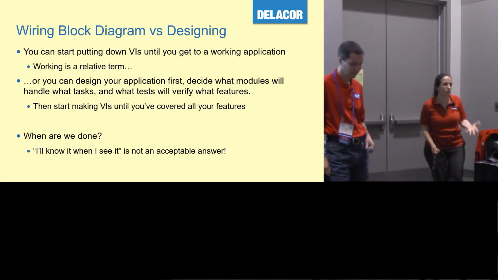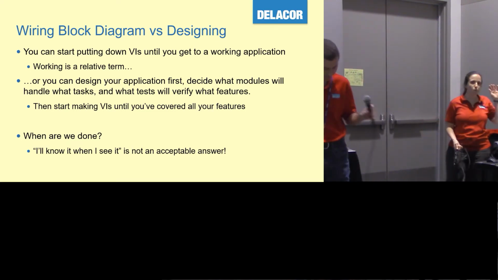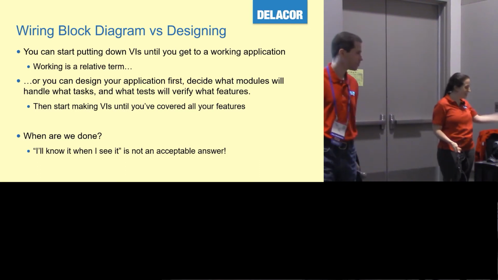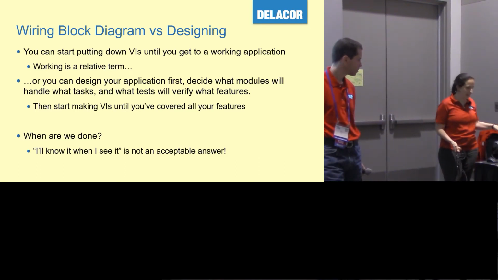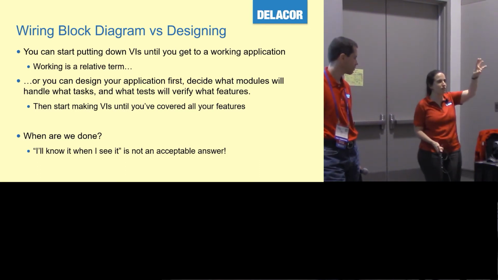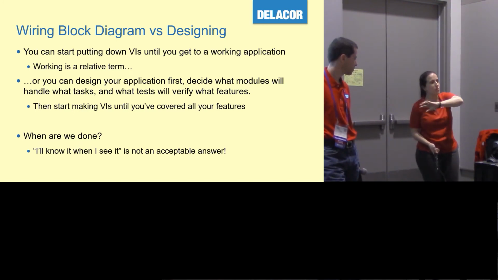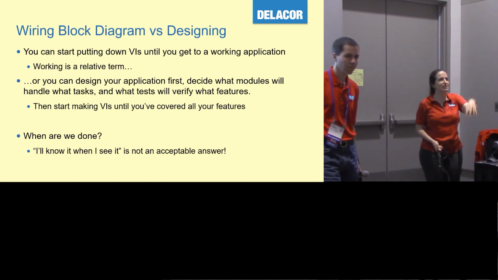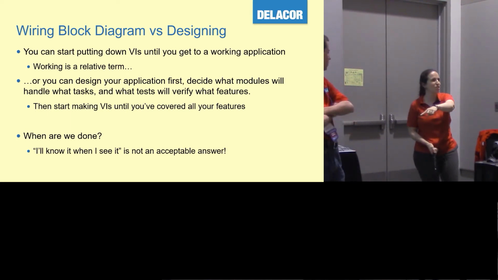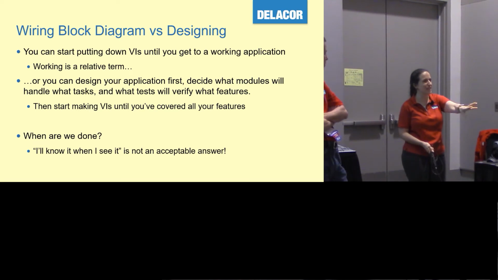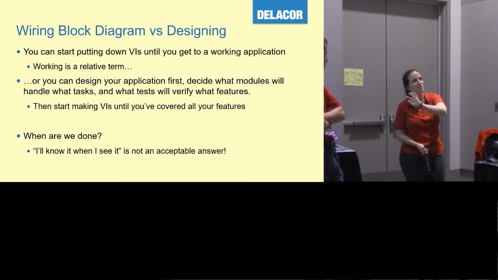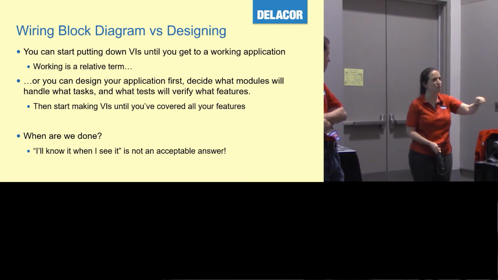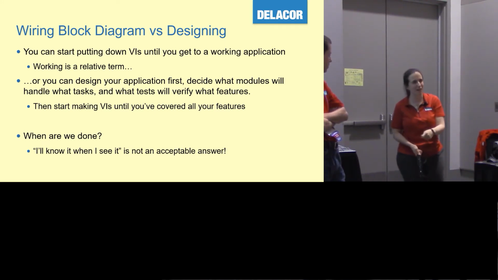Or you could design your application first, decide what modules you need to build, what tasks they're going to be doing, and how you're going to be testing them. Once I define these are my features and this is how I'm going to test them, you write the code to pass those tests. And when I hear him talking to his customers, I'm like, okay, this is the same thing. He's trying to define the specs first and how they're going to be tested before he even starts drawing the schematic.